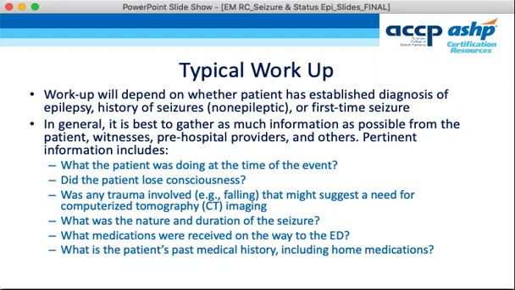What medications were received on the way to the ED, if any? And lastly, what's the patient's past medical history, including home medications? These include prescription, over-the-counter, herbal products, and potentially illicit substances.